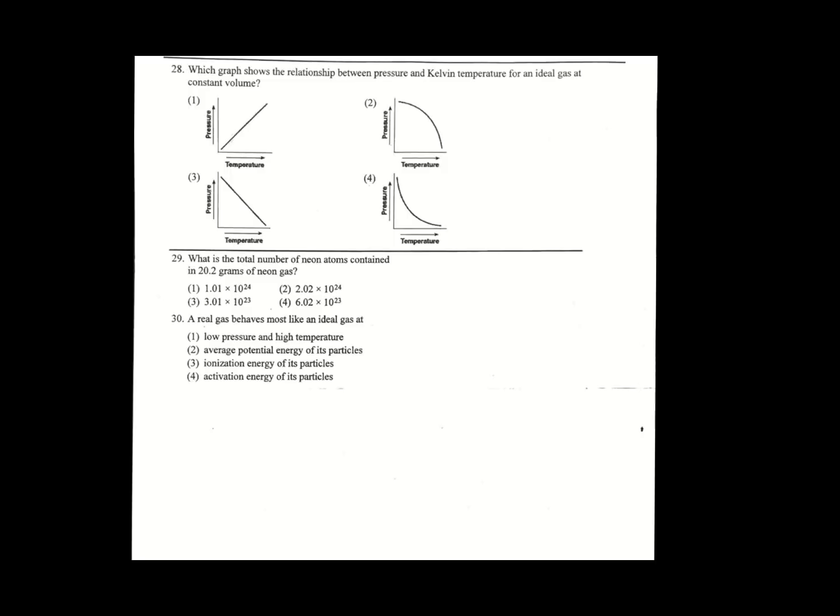But anyway, let's start. Number 28. Pressure and temperature. We're looking for the relationship between pressure and temperature. As we increase the temperature, what happens to the pressure? As it becomes hotter, the particles move really, really fast and they start to collide. And as they collide, they're going to exert pressure. So more collisions means more pressure. Oop. I meant to pick choice 1.